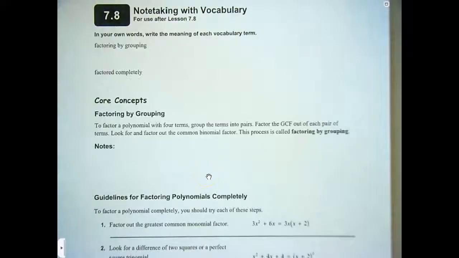Okay, so we're going to start out today by, hey, 7.8, day number 1. Sarah, have a seat. Okay? Guys, thank you. Sarah, have a seat. Okay?